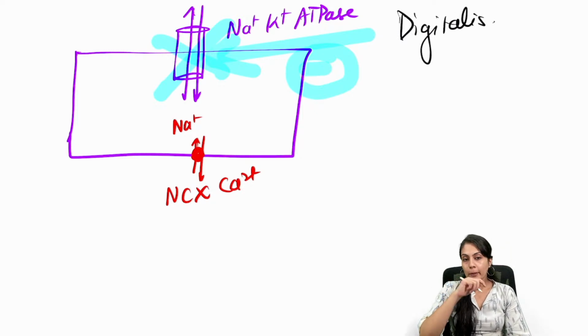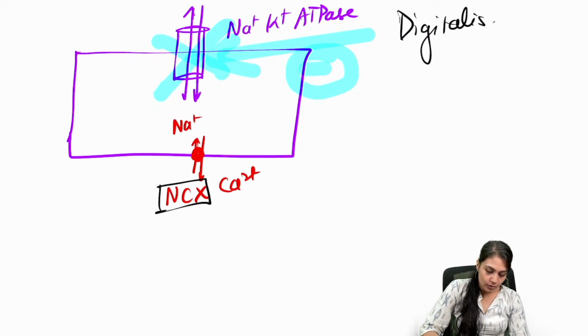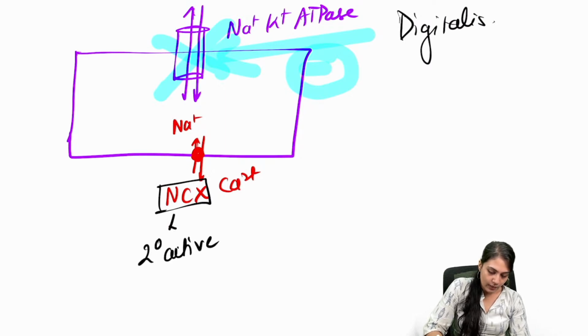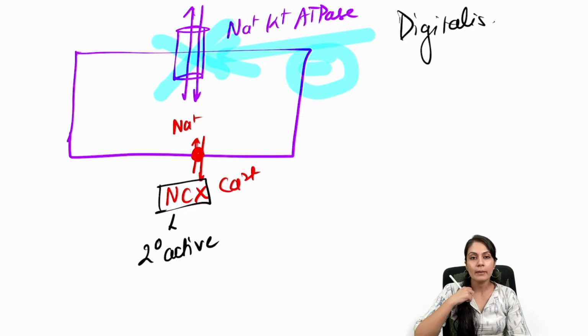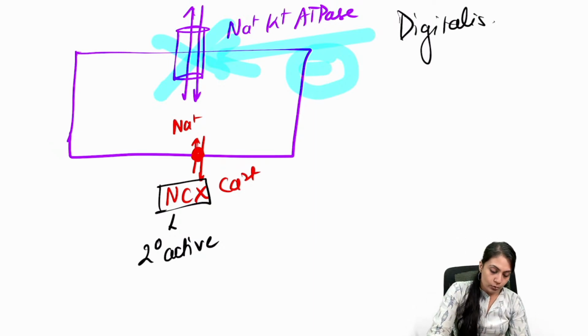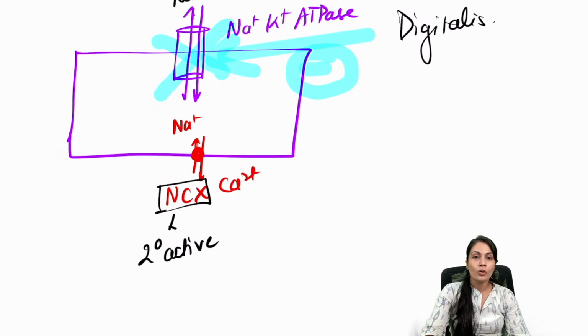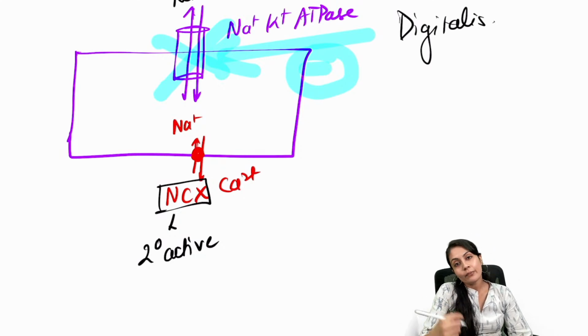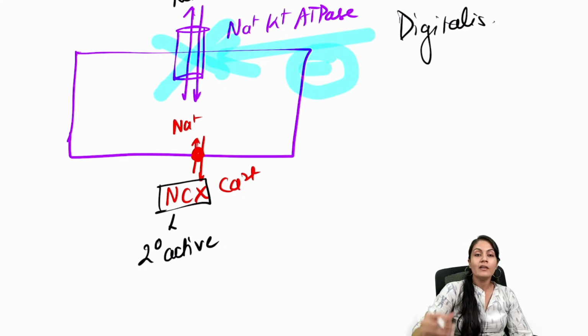Now remember, the sodium calcium exchanger is the secondary active type of transporter. What I mean by that is the sodium potassium ATPase is going to generate the gradient. It is going to throw most of the sodium out. That's why another gradient will be created. And what is that gradient?